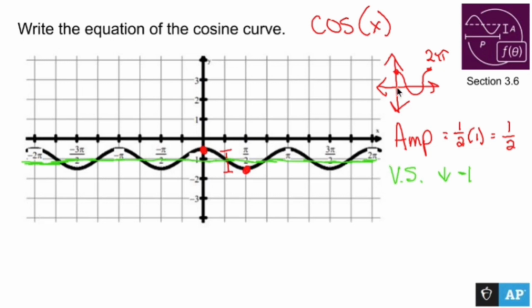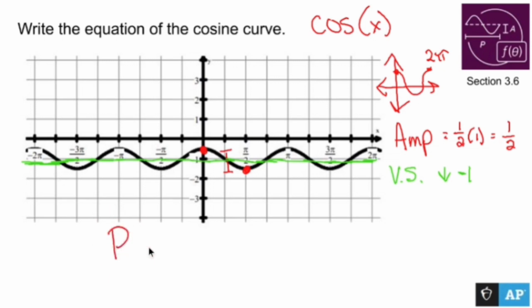Last thing is, since my cosine started out with my peak where it should be, I don't have a phase shift or a horizontal shift, so thank God I don't have to worry about that. However, what I do have to worry about is my period. Now, my graph is supposed to repeat every 2 pi. That doesn't happen here. My period is every 1 pi.